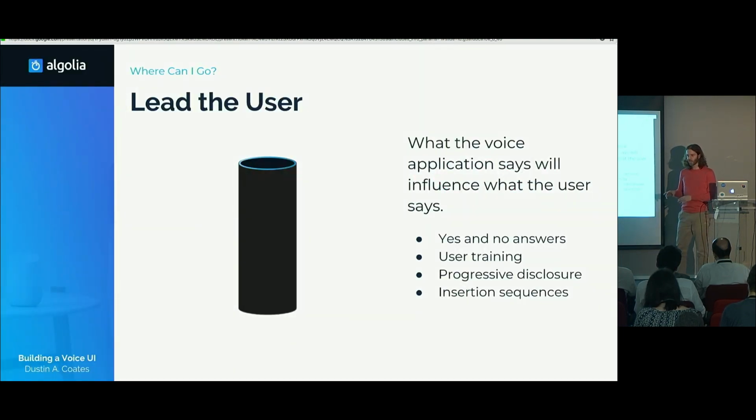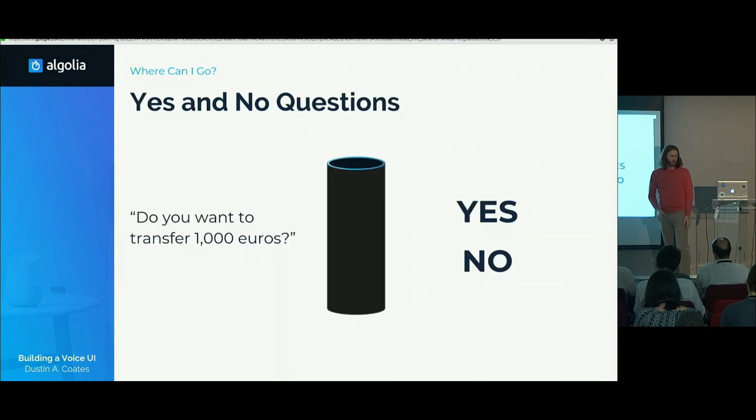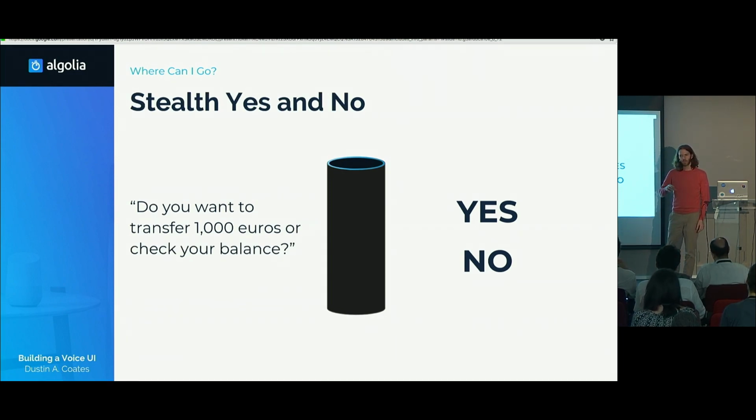And so what we need to take away is that we can actually lead the user so that we can predict what they're going to do. The most constraining way to lead the user is just with yes or no questions. Do you want to transfer 1,000 euros? Yes or no? The thing to be careful about is stealth yes or no questions.